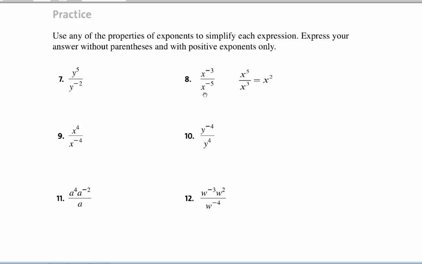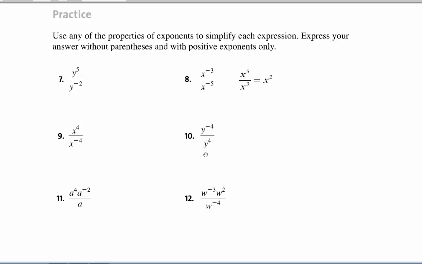I chose to handle the problem in this fashion. I bring the x to the negative 5 up and make the exponent positive. The x to the negative 3 I brought down and made the exponent positive. And then we're left with x to the 5 over x to the third. So you subtract 5 minus 3 to get positive 2. So my final answer is x squared.